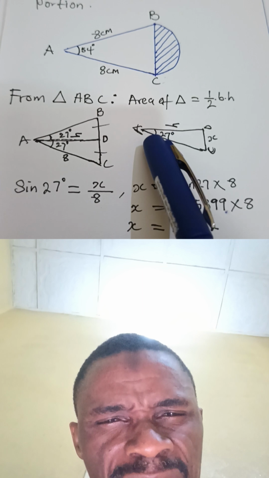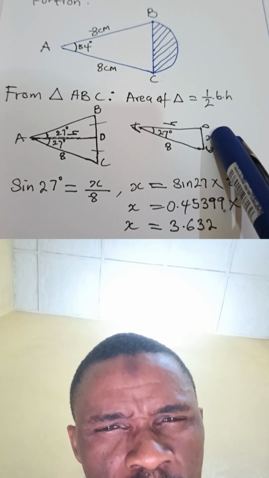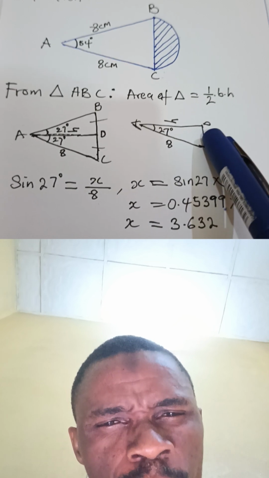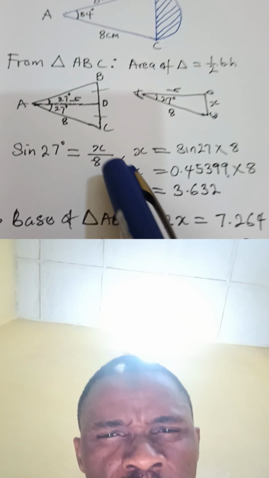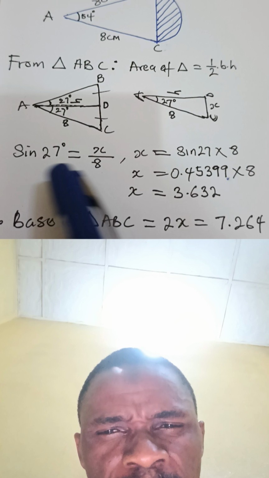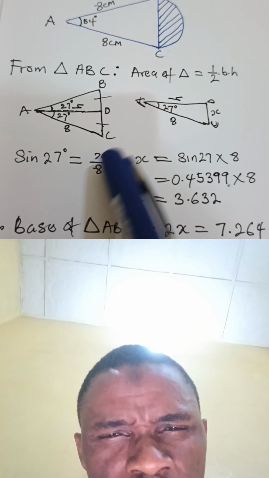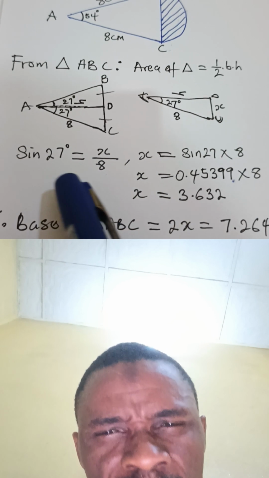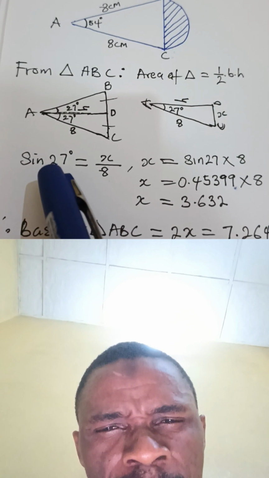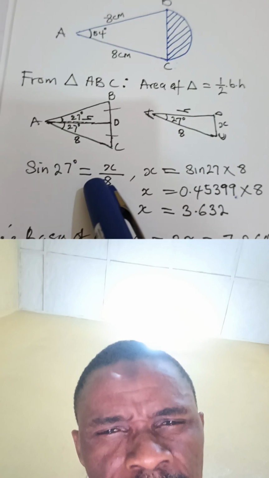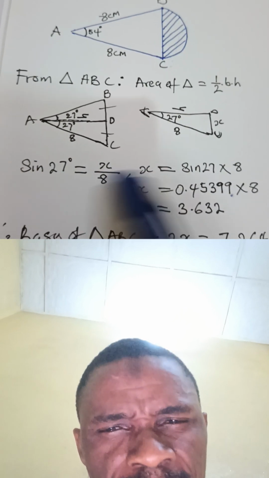Okay. Now we say sine 27 over 1 equals x over what? 8, which is opposite over hypotenuse. So by the time we cross multiply, this is like sine 27 over 1 equals s over 8. So our s will now be sine 27 times 8 when we cross multiply. So s times 1 will just be s, sine 27 times 8, you have it here.